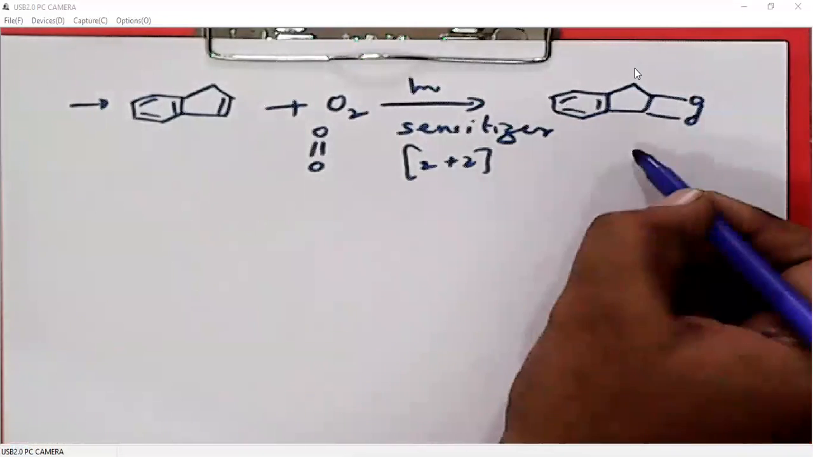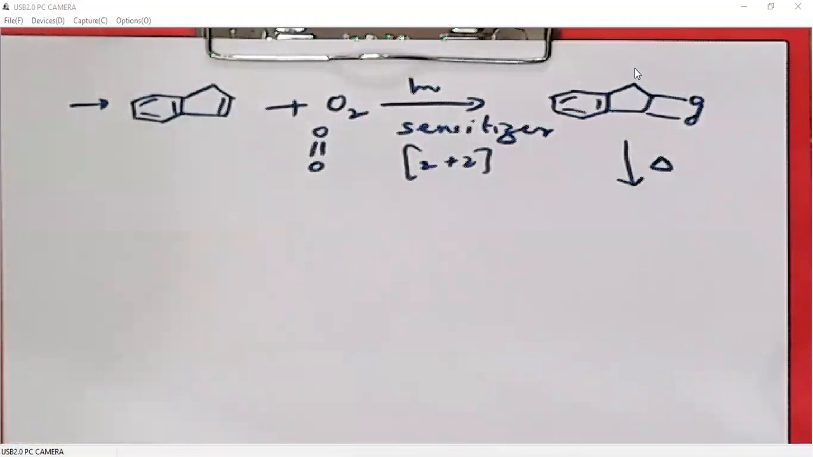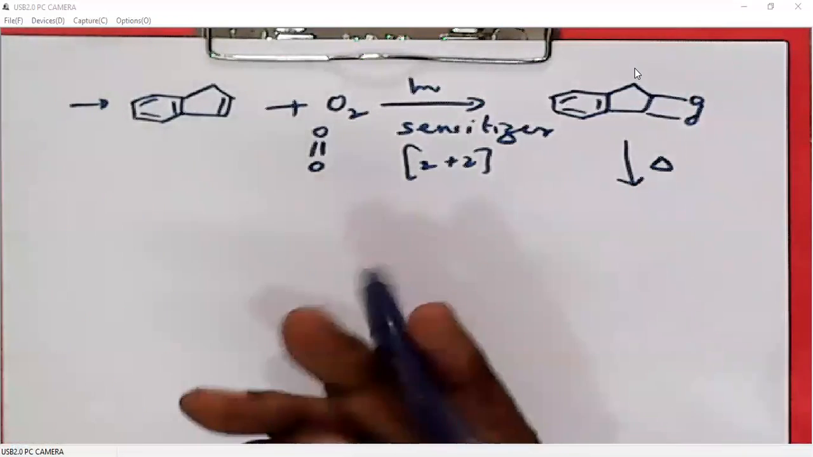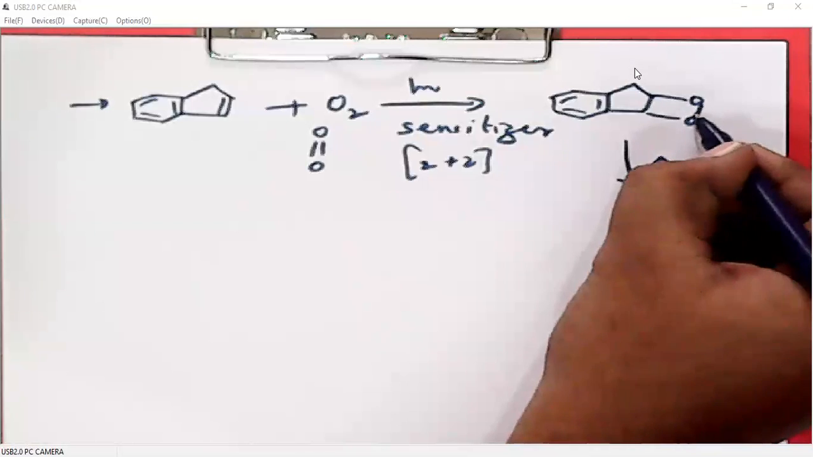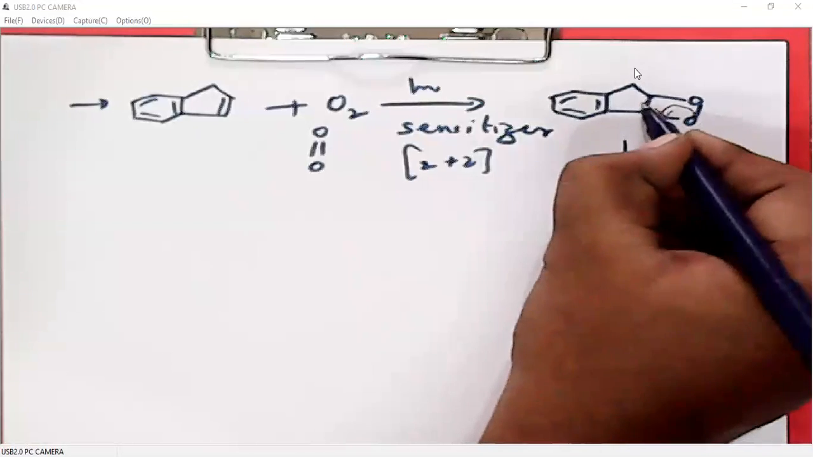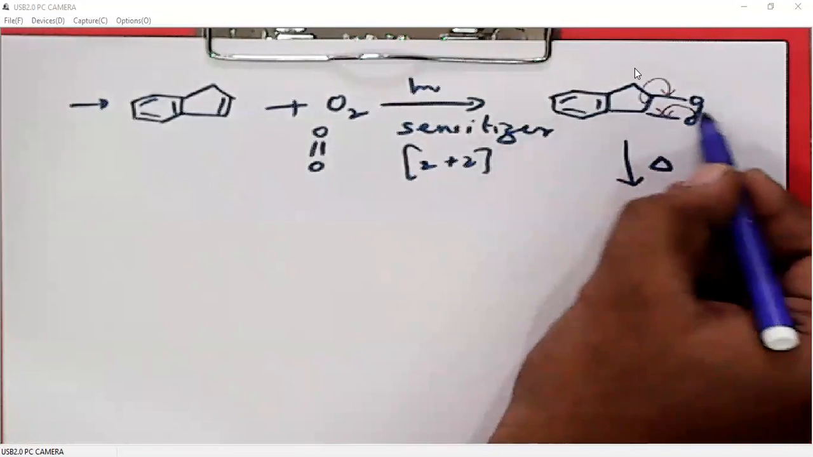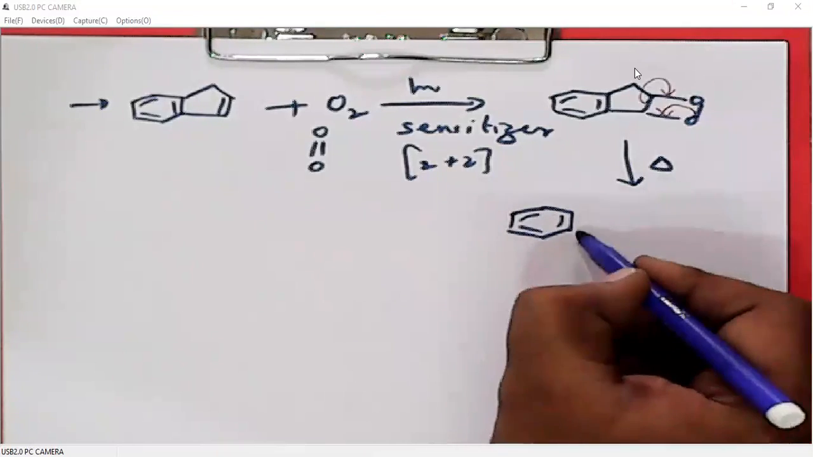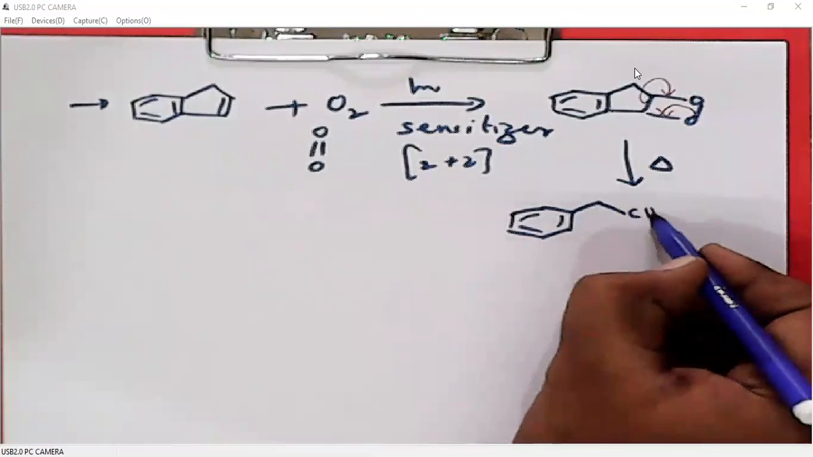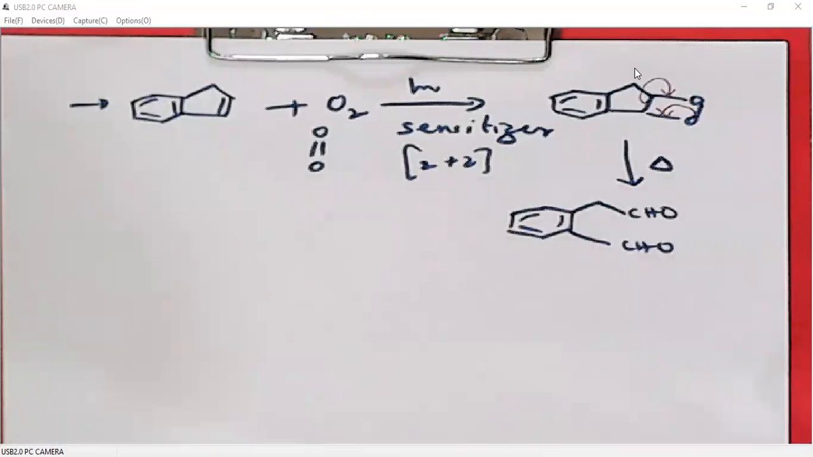Of course, cyclic peroxides are always unstable. When we treat it under thermal conditions, it will undergo a retro 2+2. Here it is 2+2; under thermal conditions, it undergoes a retro 2+2. So that means these two bonds will break and they will give carbonyls. When we reduce it, we will get alcohols. When we treat it under thermal conditions, we will get carbonyls.